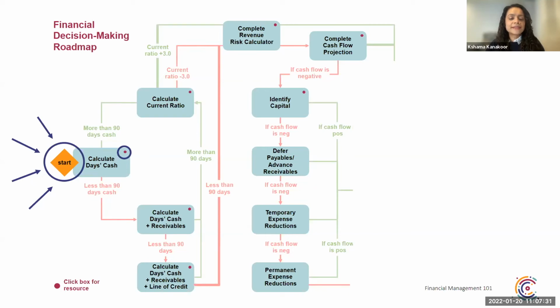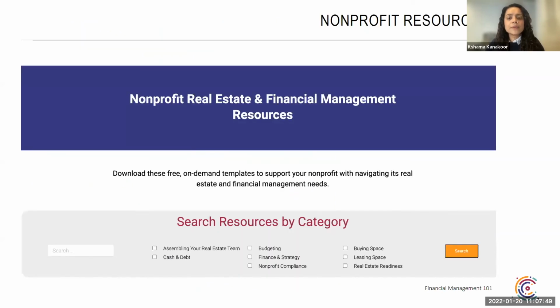So we start at the orange box on the left side. It says start, so we start there. And the first step that we have is to calculate our days cash ratio. So again, you would click on it and it takes you back to our Nonprofit Resource Center. Next slide, please. Now here we want to calculate our days cash ratios.